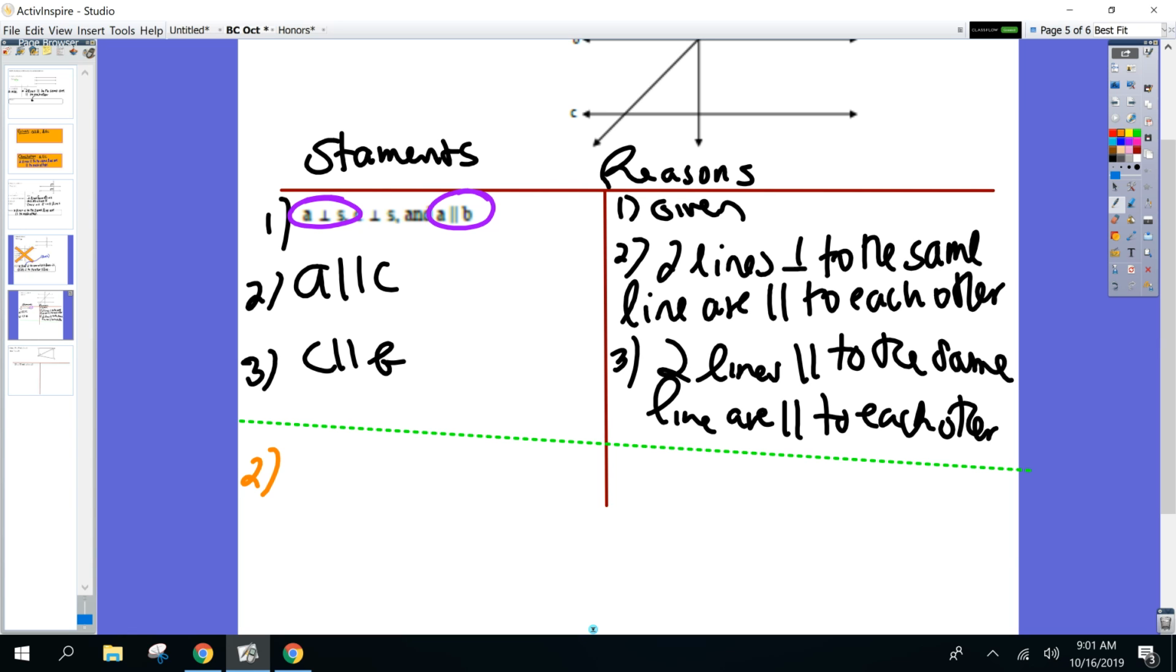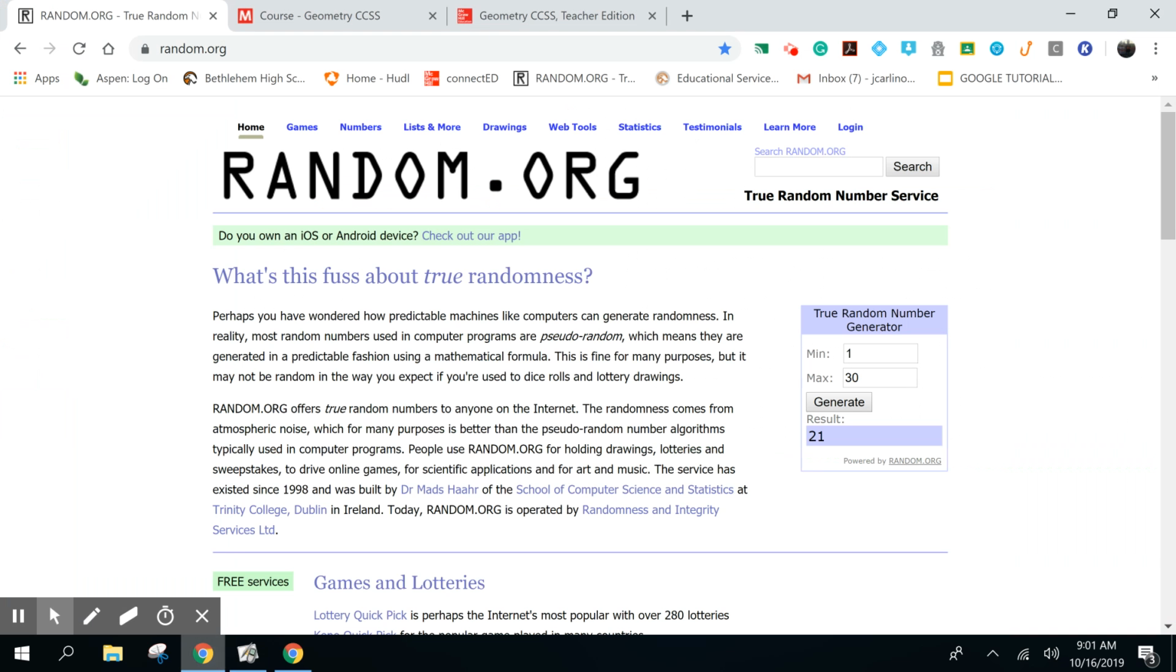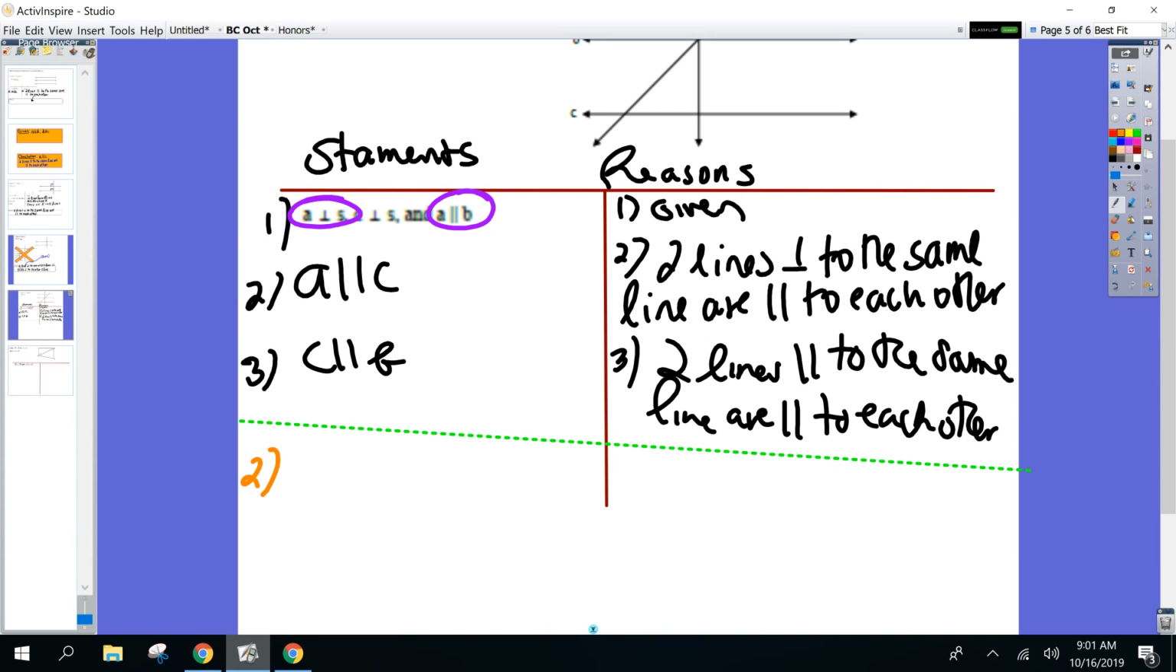All right, here we go. What do you guys have as a conclusion? If A is perpendicular to S and A is parallel to B, two steps. What do I know now is true? That B is perpendicular to S. And here's why. Because S was perpendicular to A, which was part of a parallel line, so it's got to be perpendicular to the other parallel line.